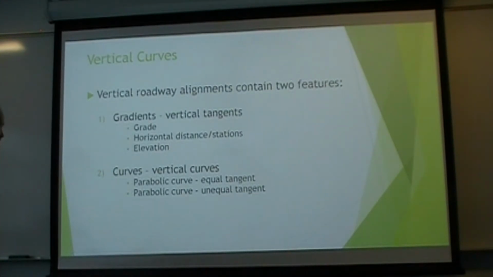The other thing that you would have is a vertical curve that is placed where two gradients deviate from each other, kind of like what we would call the PI point in the horizontal curve. It's called a PVI, but we're going to place a parabolic curve in there, and it'll either be what we call the equal tangent type or the unequal tangent type.